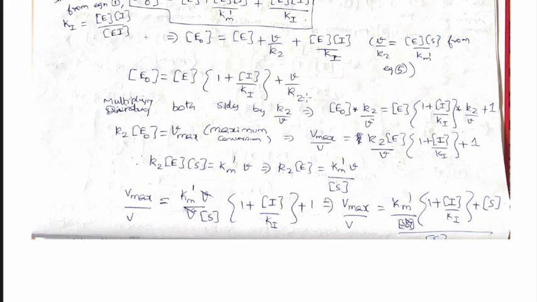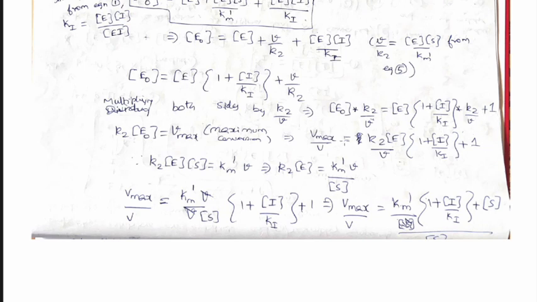So K2 into E naught is nothing but Vmax, the maximum velocity or maximum rate of the reaction. We take the LCM in order to bring K2 to the other side: K2 into E into 1 plus I by Ki plus V, the whole by K2. We multiply both sides by K2 by V. So E naught into K2 by V is equal to E into 1 plus I by Ki into K2 by V plus 1.